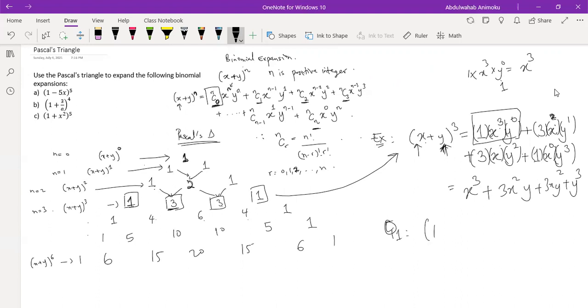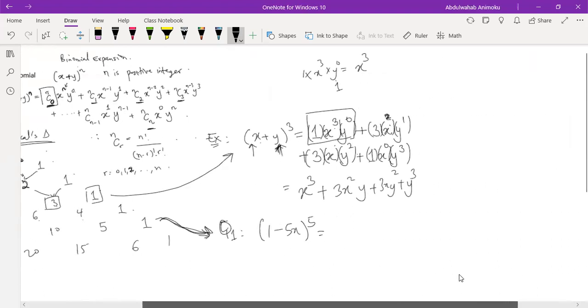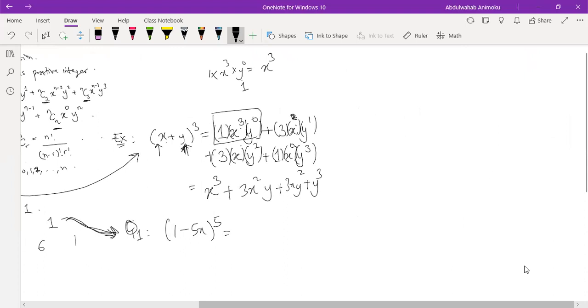It says we should expand (1 - 5x)^5, okay? Now, what does that mean? We're going to use this level, right? This is the 5th. So this is 0th level, 1st, 2nd, 3rd, 4th, 5th. So we're going to use these coefficients to expand this particular problem, okay? So keep in mind you have 1, 5, 10, 10, 5, 1, okay? So let's just quickly write the coefficients, 1, 5, 10, 10, 5, 1, okay?